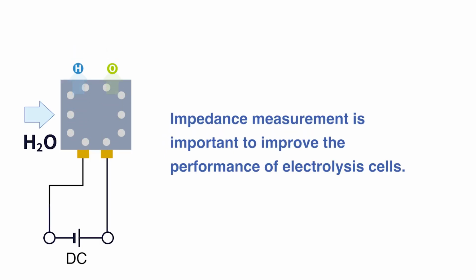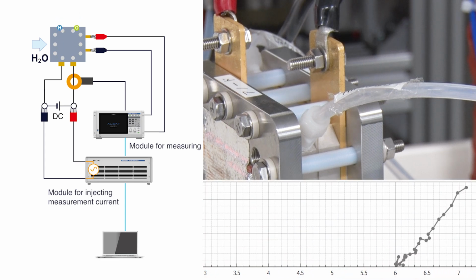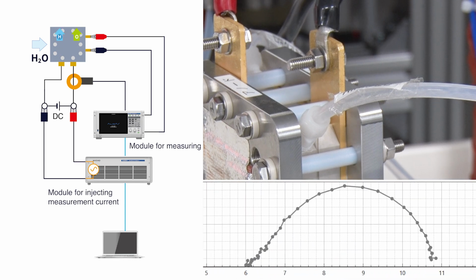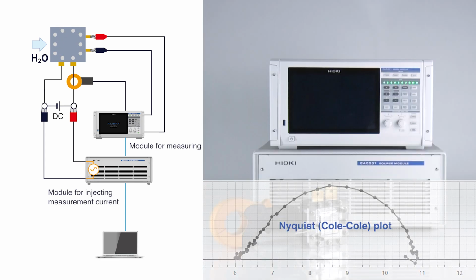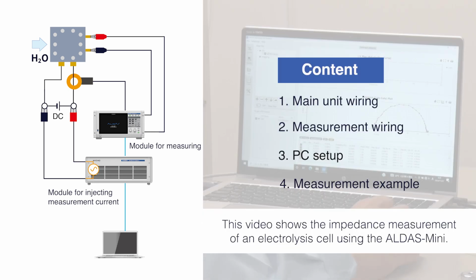Impedance measurement is important for improving the performance of electrolytic cells. This video shows the impedance measurement of an electrolytic cell using the ALDAS-Mini.